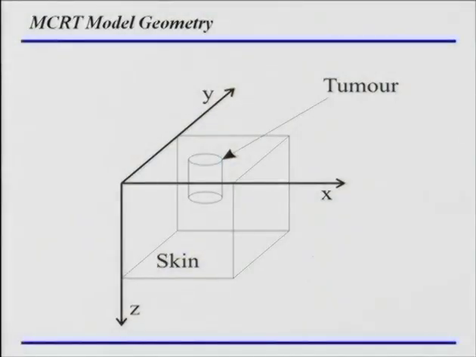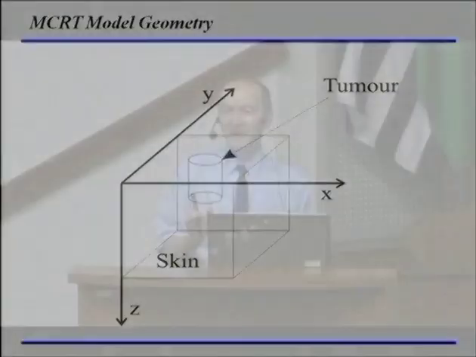So now we've got the Monte Carlo model. Monte Carlo radiative transfer, MCRT. I think that's what it stands for. I'm trying to remember now. So here we are. This is our model. This is the surface of the skin. And this is our tumor. It doesn't look awfully like a tumor, but remember, this was our first attempt.